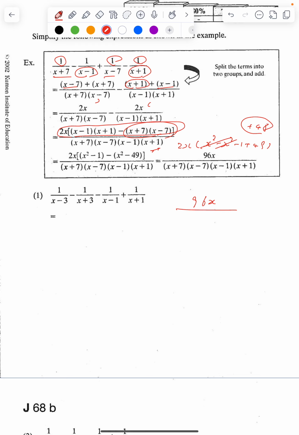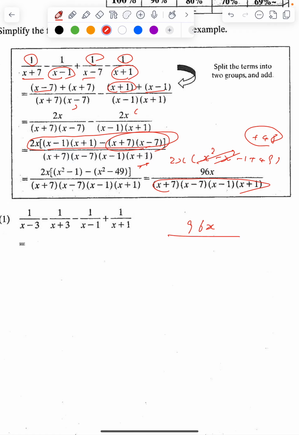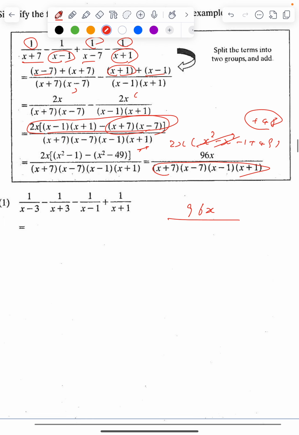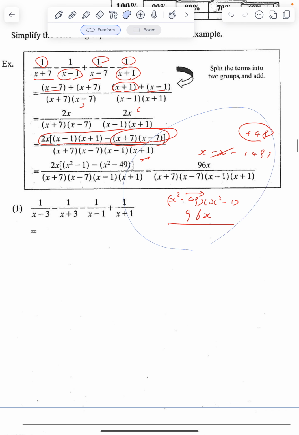And then we have the bottom as x plus 7 times x minus 7 times x minus 1 times x plus 1. Some of you might ask, Tony, do I have to expand the denominator? It does not have to be expanded. The reason is that the example already tells you that you can do this, so you keep it that way. Even if I needed to expand it, it would just be that times x squared minus 1. So we keep it simple like that. If you want to expand it, you can, but in this case, since the example is asking us to do this, we're just going to keep it that way.